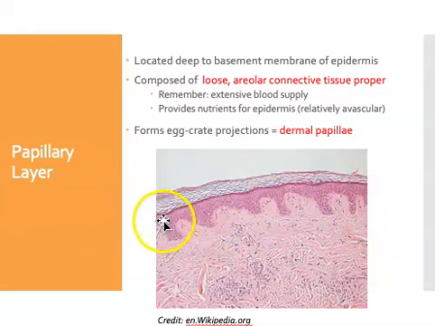Now, these hills that you're looking at here in light pink, those are those egg crate projections I was mentioning. We give these a name. We call these dermal papillae. So these little light pink hills that reach up into the epidermis, those are called dermal papillae. So the papillary layer is made out of loose connective tissue proper, and specifically the areolar variety.